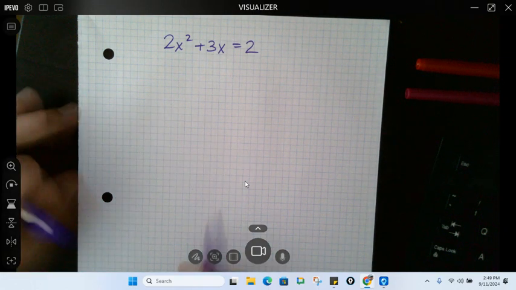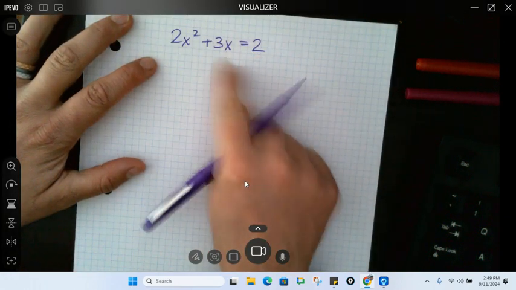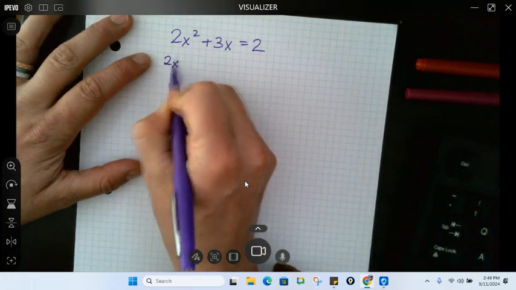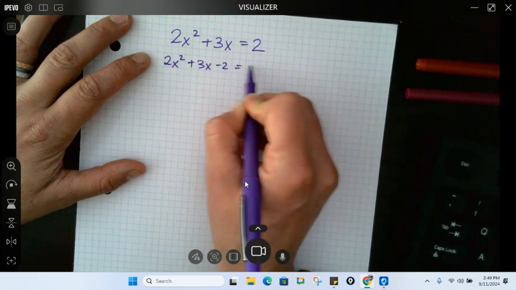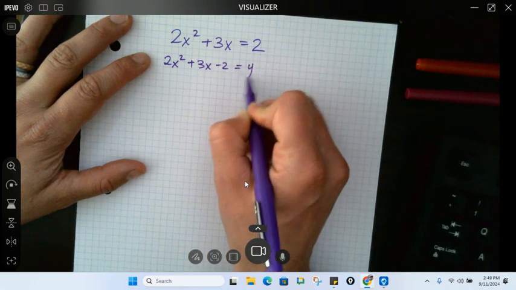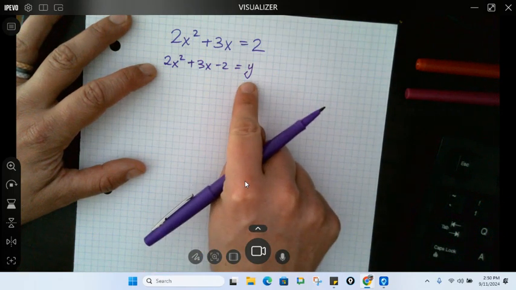So first things first, I'm going to rewrite this in standard form. So I'm going to move this 2 to the other side. 2x squared plus 3x minus 2 equaling, and I'm going to write it as a function right now. So I'm leaving that as a function of y.